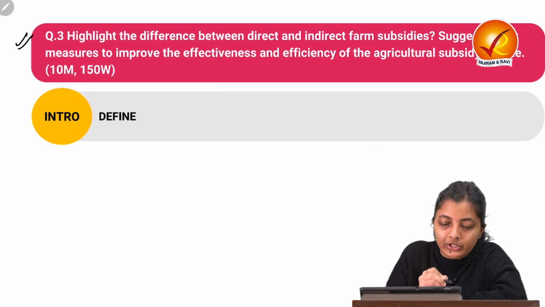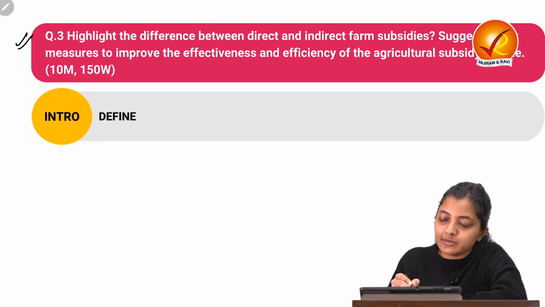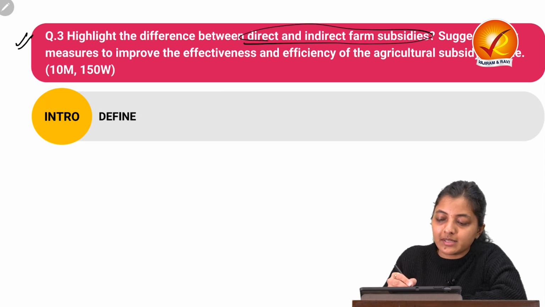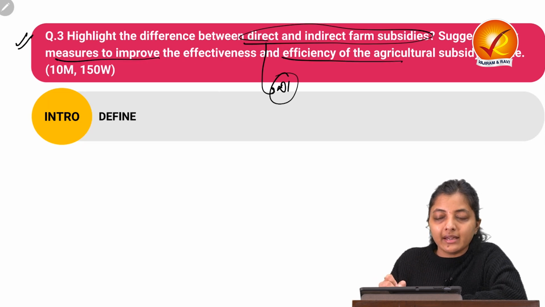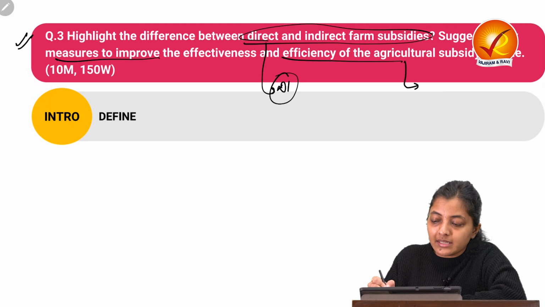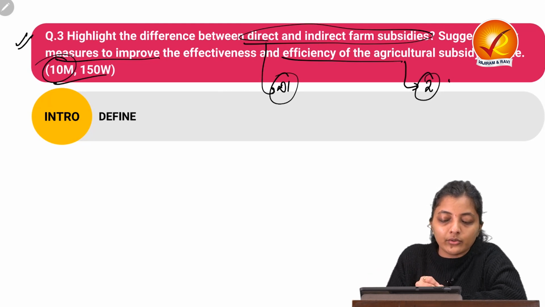Moving on to the third question, we need to highlight the difference between direct and indirect farm subsidies. So this would be the demand 1. We need to suggest some policy measures to improve the effectiveness and efficiency of agricultural subsidy regime. So this is demand 2. Again, this is a 10-marker question and 150 words you have to write within.